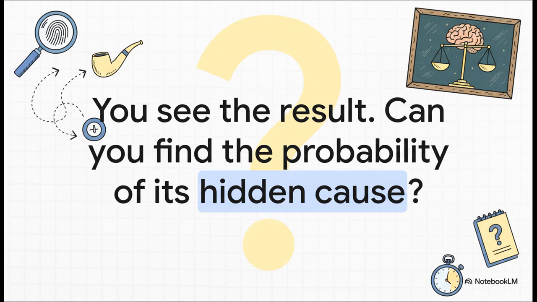So, here's the fundamental question, right? An event happens. You don't see it, but you see the result, a single clue left behind. The big question is, can you work backward from that clue to figure out how likely the hidden cause was? That's exactly what we're going to learn how to do.